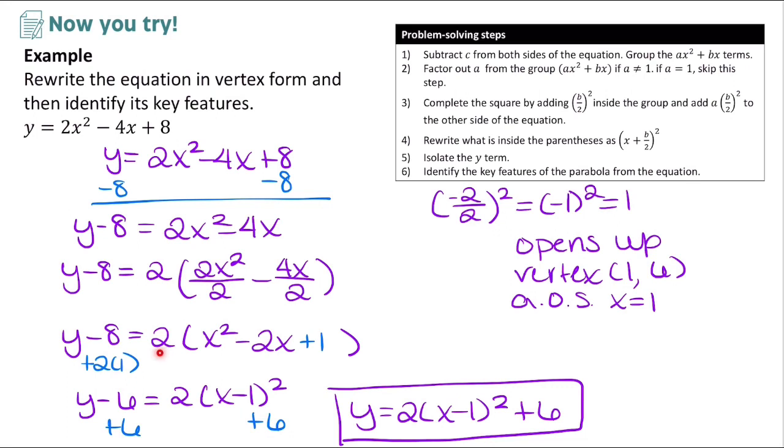To complete the square, we need to add 1, and then we need to add 2 times 1 over here because that's technically what we added on the right side. So we have y minus 6 equals 2 times (x minus 1) squared, and to rearrange this, we need to add 6 to both sides. So that gives us y equals 2 times (x minus 1) squared plus 6.